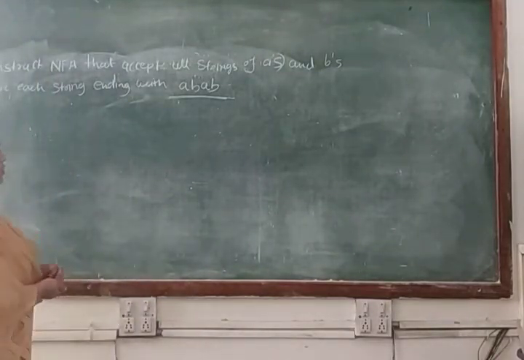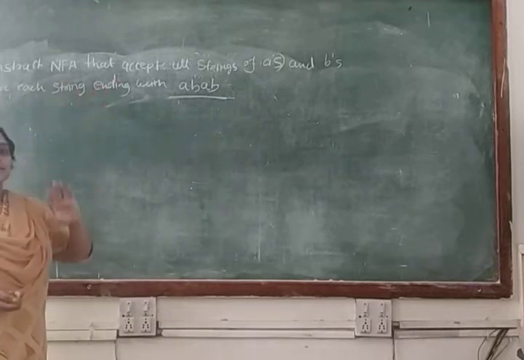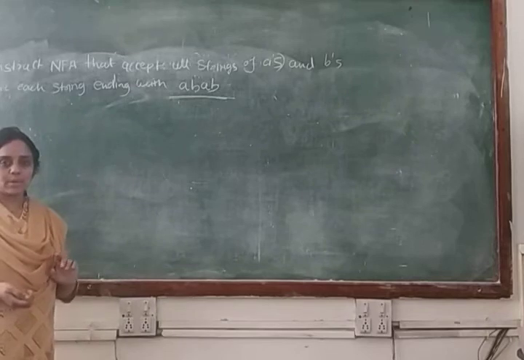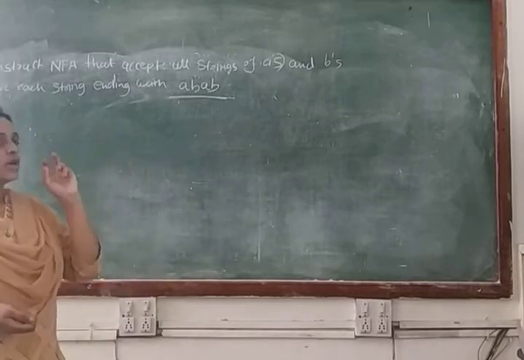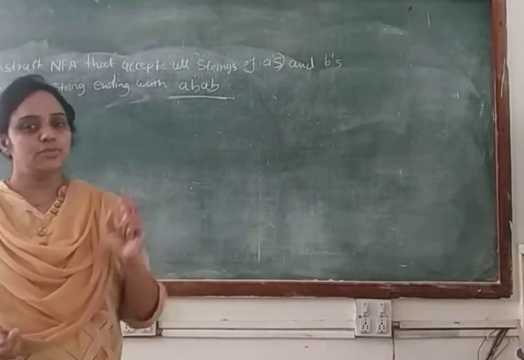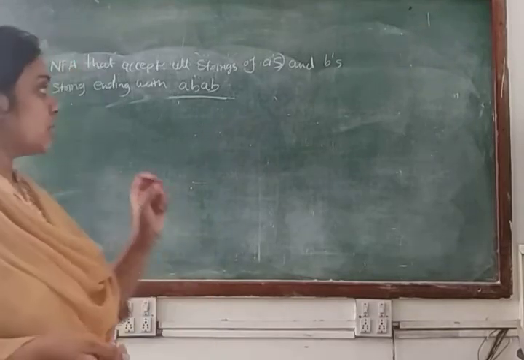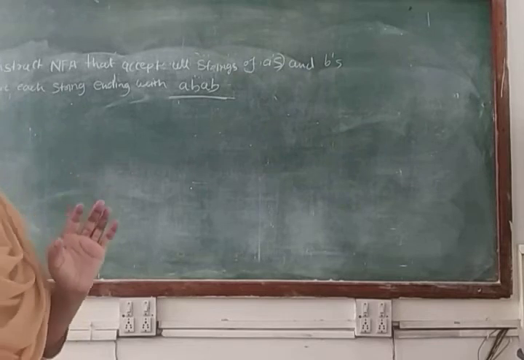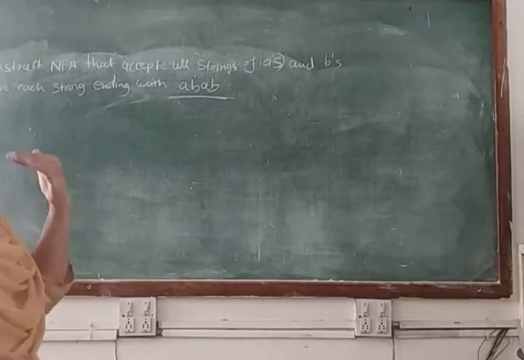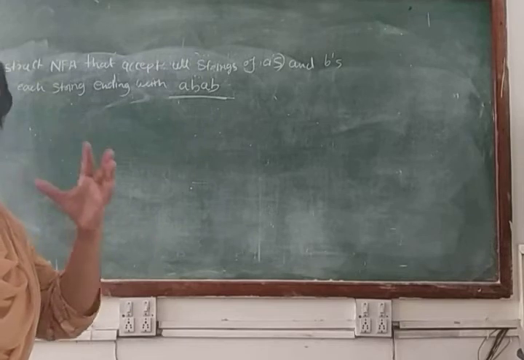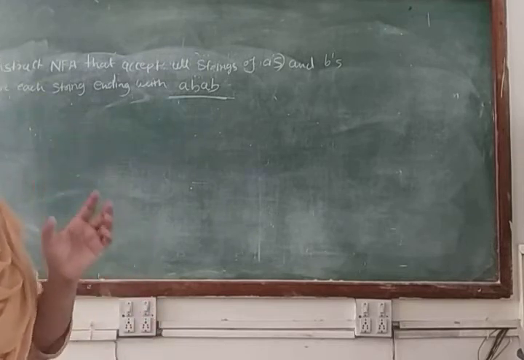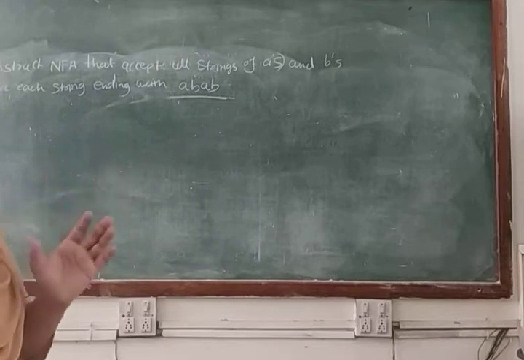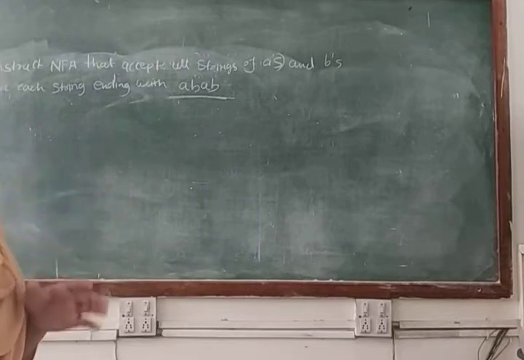Your question is: construct an NFA that accepts all strings of a's and b's where each string ends with ABAB. You can easily see that you have two input alphabet symbols, small a and small b, and the condition is that your string should end with ABAB. Your machine should accept all strings generated by a and b, but every string should end with ABAB.